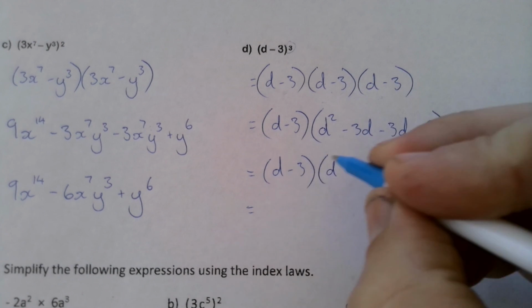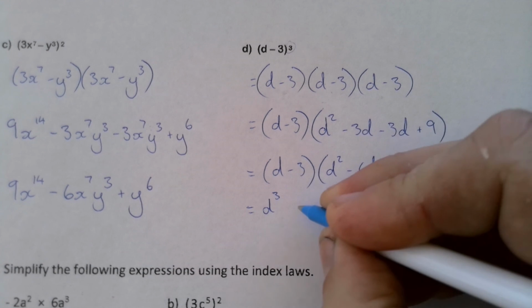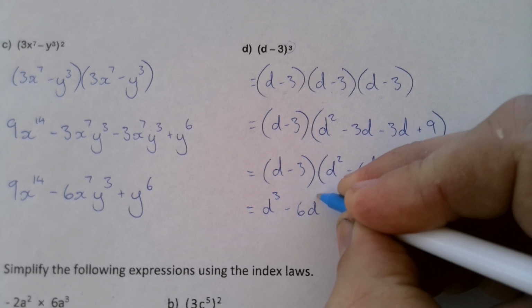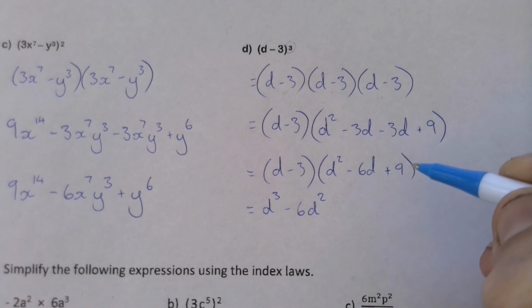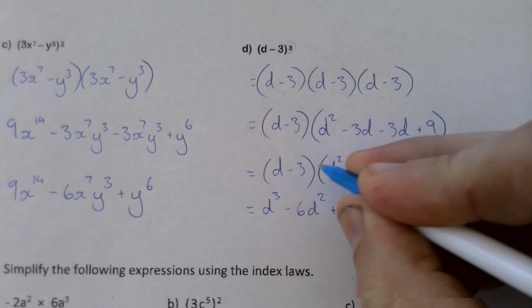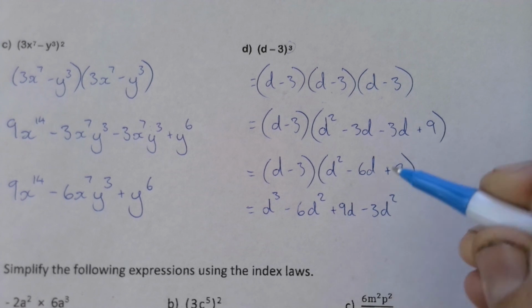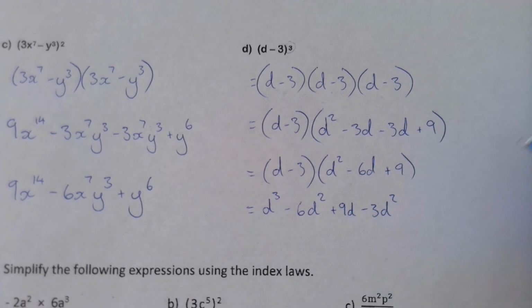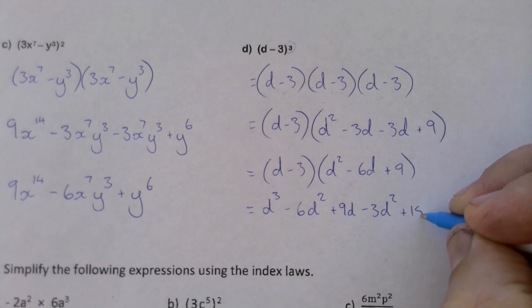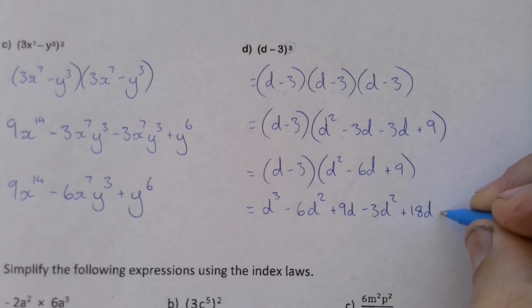So d times d squared makes d to the 3. d times negative 6 makes minus 6d squared. d times 9 makes 9d's. Negative 3 times d squared makes negative 3d squareds. Negative 3 times negative 6d makes positive 18d's. And negative 3 times 9 makes negative 27.